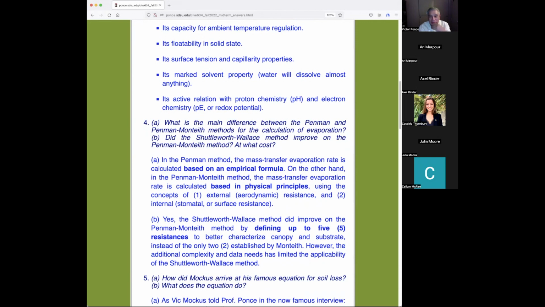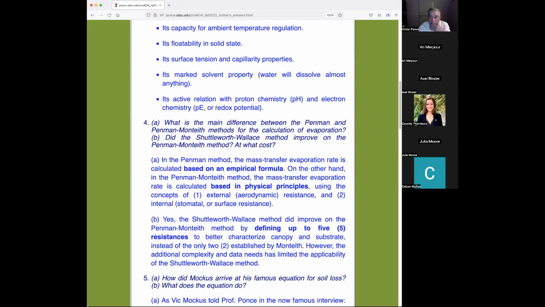What is the main difference between the Penman and Penman-Monteith methods for the calculation of evaporation? The correct answer is, in the Penman method, the mass transfer evaporation rate part of the equation, because it's only half of the equation, is calculated based on an empirical formula, which was put together by Dalton.